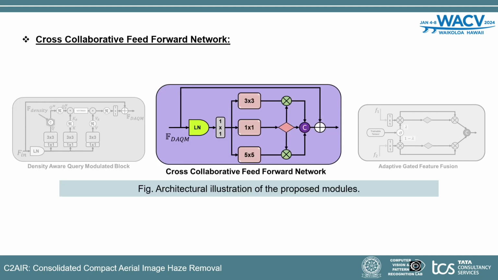Aerial images contain a diverse range of structures, including buildings, roads, vegetation, and water bodies, each with distinct shapes and sizes. One of the challenges in image restoration tasks is to learn such intricate and varying structures. As a solution, the proposed cross-collaborative feed-forward network incorporates cross-kernel collaborative learning that enables the ability to effectively attend to diverse receptive fields within the input features, leading to enhanced perceptual quality in the resultant images.